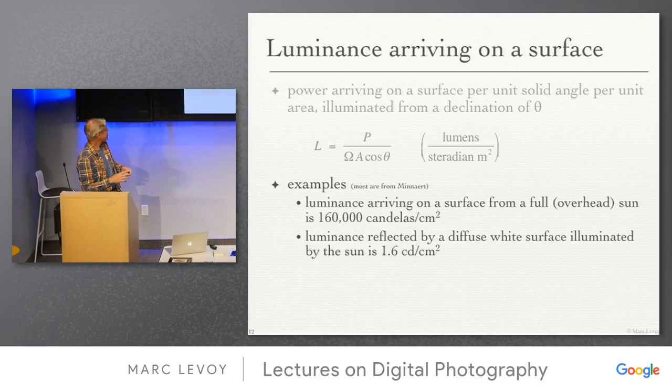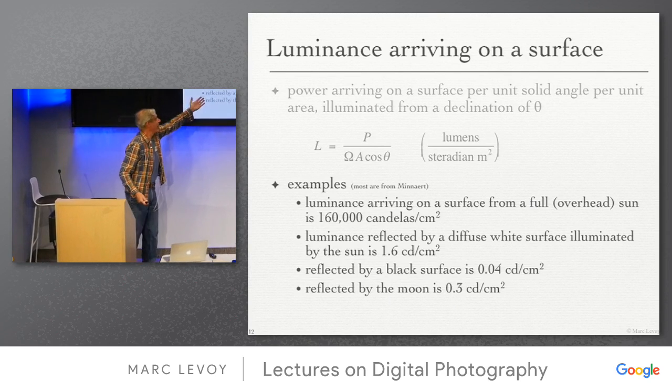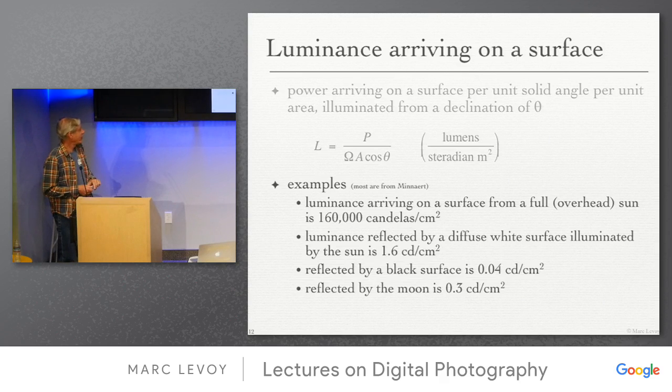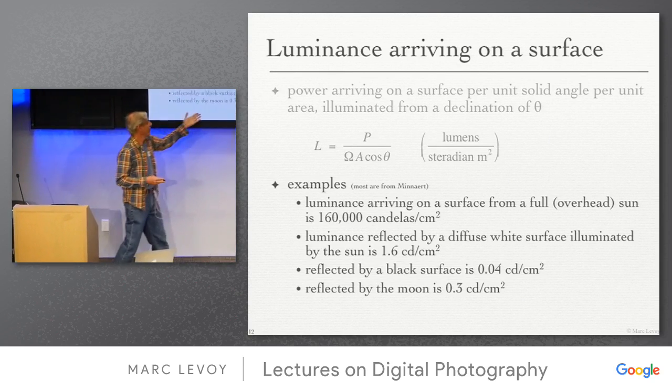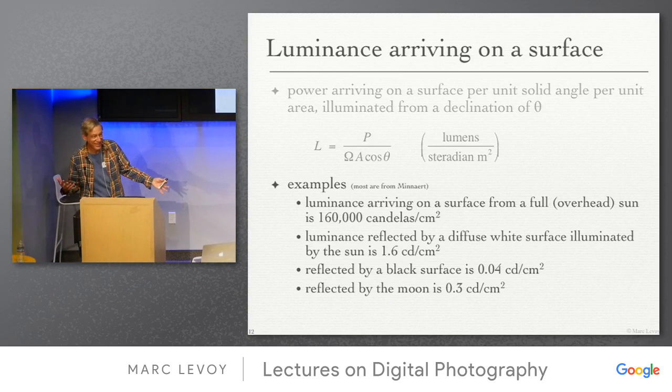All right, so let's do a little bit more. If it's reflected by a black surface, it would be only 0.04 candelas per centimeter squared. And if it were reflected by the moon, it would be 0.3. So what color is the moon?